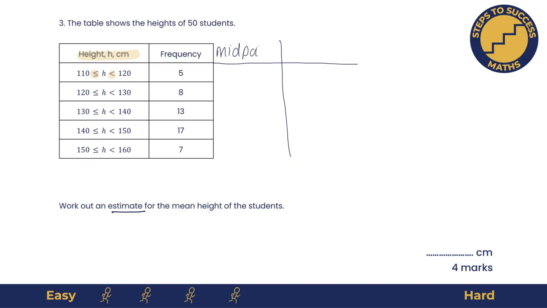We just know that 5 of them are in that first group and 8 of them are in the second group. So we're going to take the midpoint to make it an estimate because we don't know the exact numbers. So halfway between 110 and 120 is 115. If you forget where the midpoint is, you can add the two ends together and halve it. So 110 plus 120 and then divide it by 2 and you'll get 115.